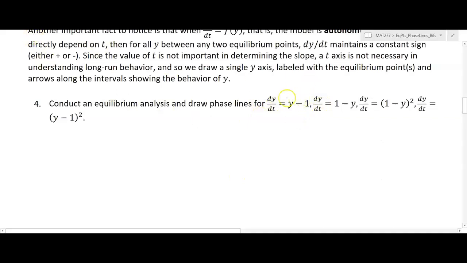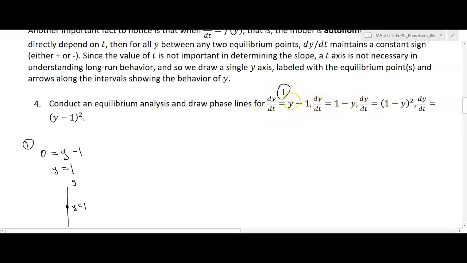We'll do one for dy/dt equals y minus 1. So for dy/dt equals y minus 1, we set that equal to 0, and we get y equals 1. So that means that if I draw an equilibrium or a phase line, I label the equilibrium point y equals 1. And now I just have to figure out what happens when y is bigger than 1 and when y is smaller than 1. So notice no t.